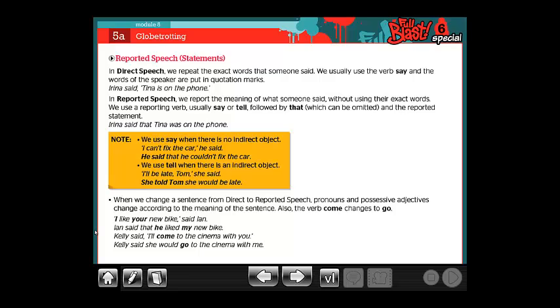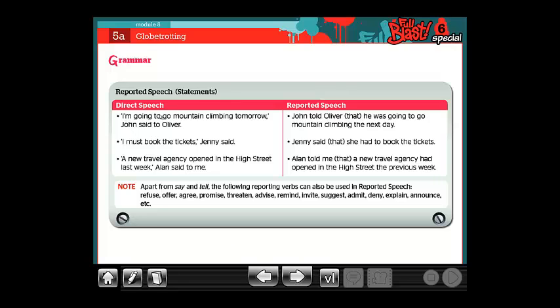Okay? Here we have, "I'm going to go mountain biking tomorrow," John said to Oliver. And if we see said to, we change it into told. Okay, like this. Here, John told Oliver that he was going to go mountain biking the next day. Here we have I'm going, because John is talking about himself.